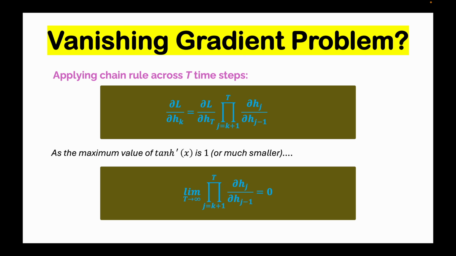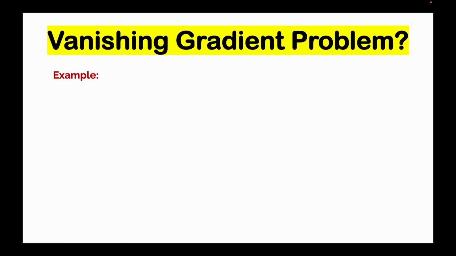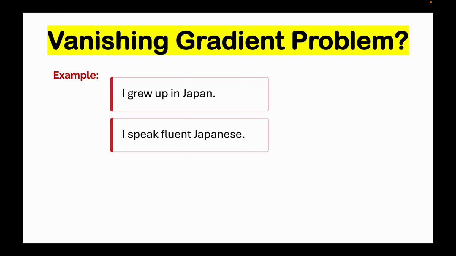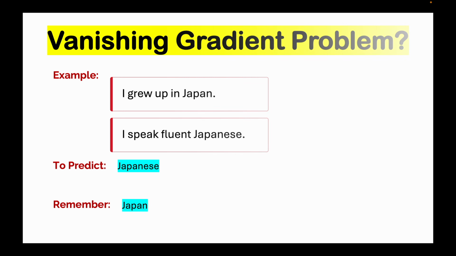Because the gradient vanishes, the network receives almost no signal to update the weights for early steps. Hence, it forgets early information. That means a basic RNN can forget long-range dependencies. For example, let's consider the sentence: I grew up in Japan. I speak fluent Japanese. To predict Japanese, the model should remember Japan from much earlier. A standard RNN often forgets this information. LSTM was specially designed to remember such long-range dependencies.